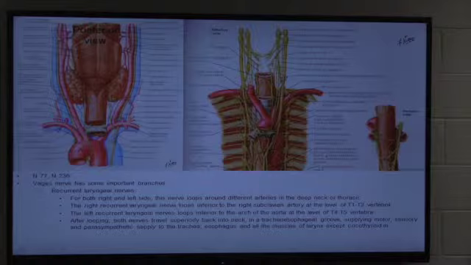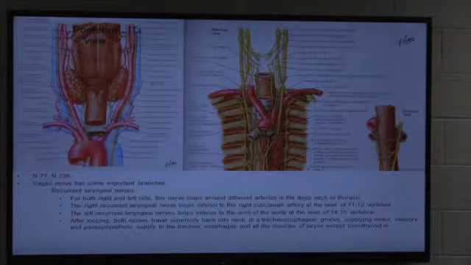Okay. The vagus nerves are in the carotid sheath, and these are the main structures that are going to be contained within the carotid sheaths: the carotid arteries, the internal jugular vein, and the vagus nerves. Okay, on both sides. These are the superior laryngeal nerves. They're going to go to the larynx.